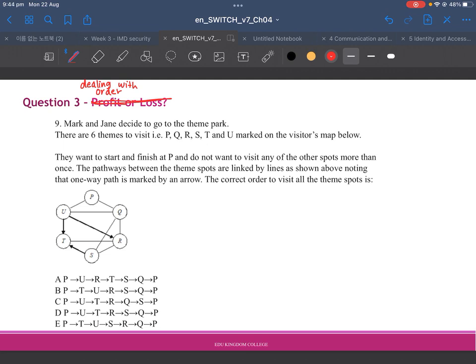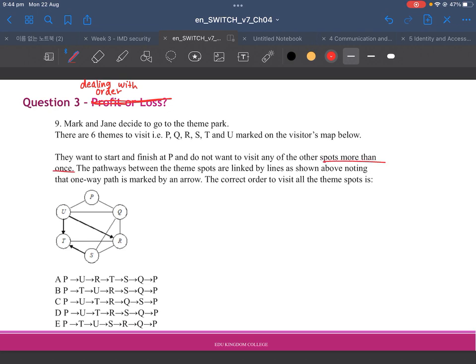Now, question number 9. Mark and Jane decide to go on the theme park. There are 6 themes to visit, P, Q, R, S, T, and U marked on the visitor's map below. They want to start and finish at P, and do not want to visit any of the other spots more than once. So each spot they don't want to visit more than once.